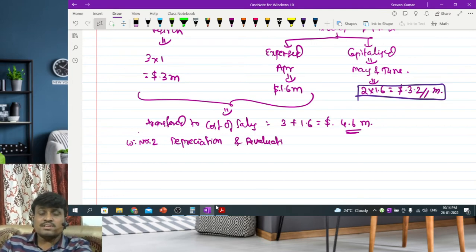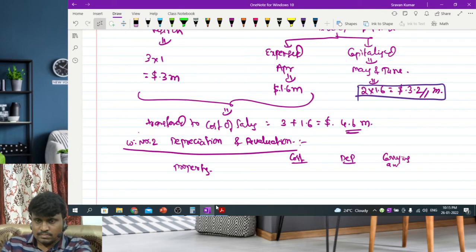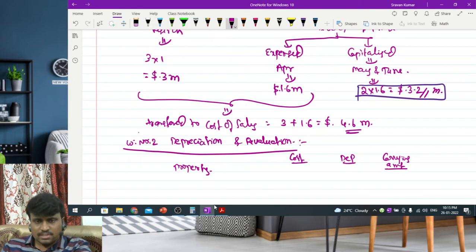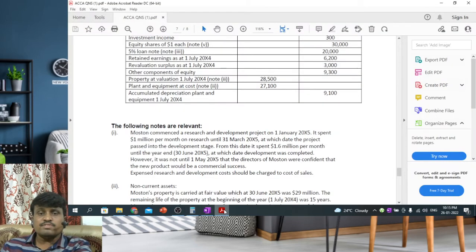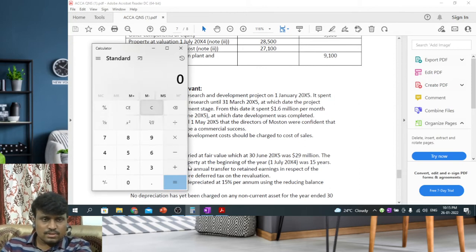The other topic here is revaluation. On property, what is the property cost? 28,500. The remaining life is 15 years, clearly stated. So 28,500 by 15. How much amount? 1,900.